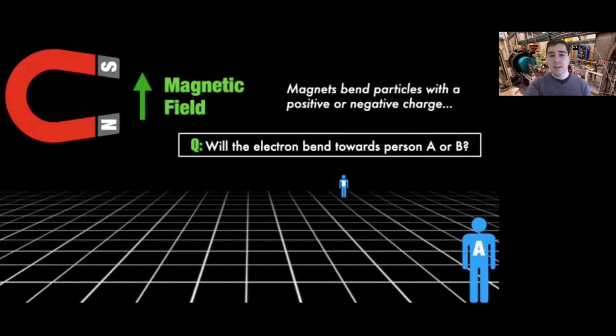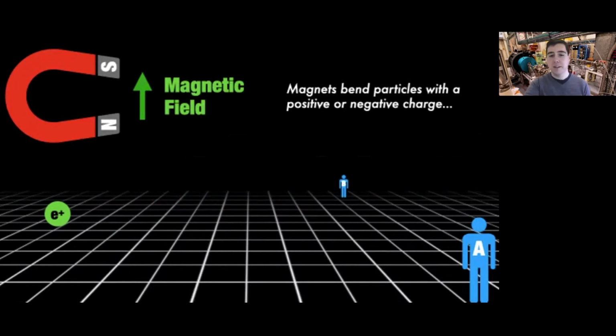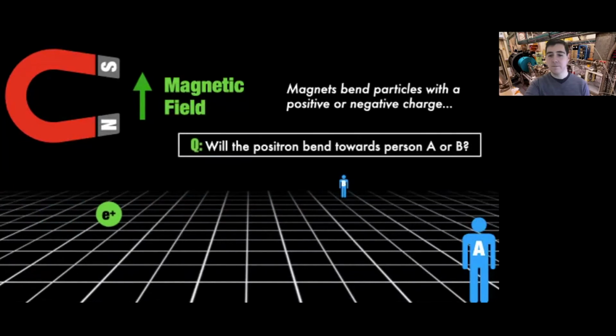So now let's take a positron. Which way do you think it will bend? Let's find out. The opposite. So the positron has a positive charge, so it goes in the other direction. And this magnetic field gives us a way to control very small particles so that we can do experiments with them.